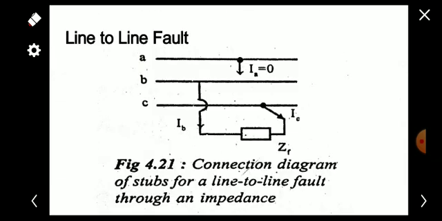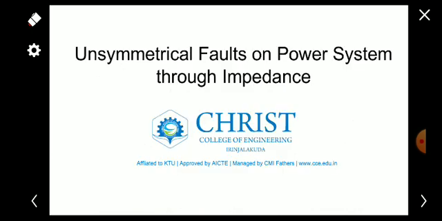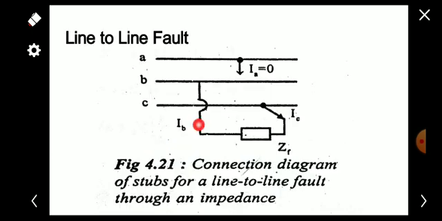From this matrix equation we have to find the fault current. The fault current IF will be equal to IB or minus IC. We can obtain the equation for IB by multiplying row 2 with this column. So we get IB equal to A square into IA1 minus A into IA1, and taking IA1 outside, IA1 into A square minus A.